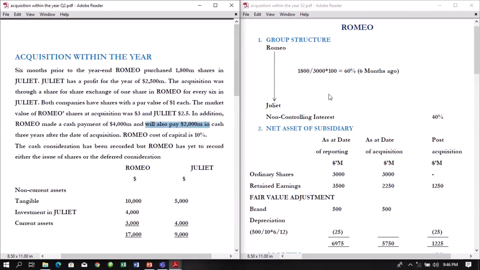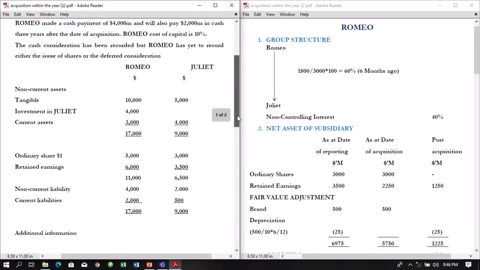So I come to my solution here. The first thing is to determine group structure, and to determine group structure is very easy. We are told here 6 months prior to year end, Romeo purchased 1,800 shares in Juliet. Now I need to confirm what is the percentage holding of Romeo in Juliet. I have 1,800. Now, if I purchase 1,800 shares in another company, I want to know what is the total shares available in such company.